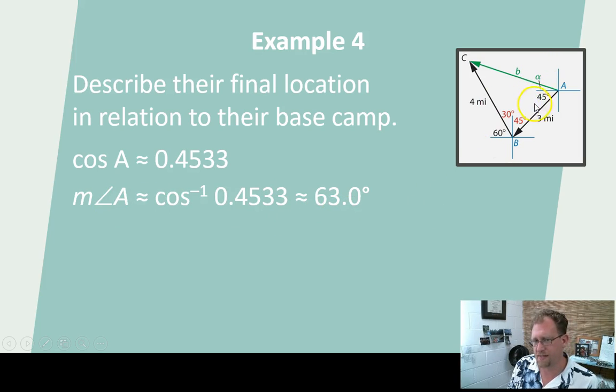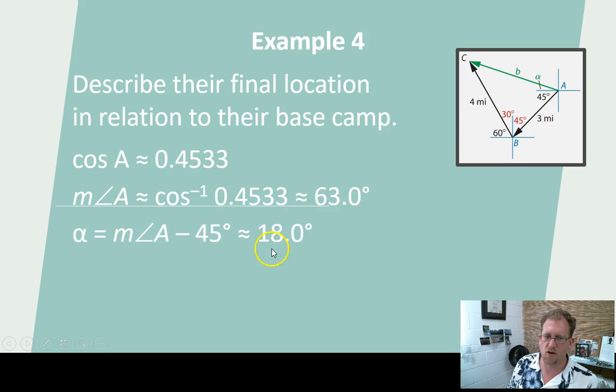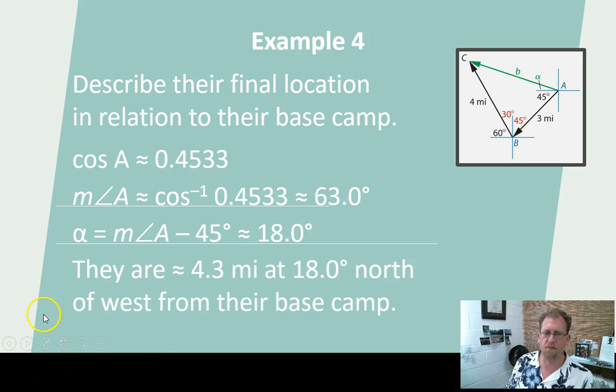This whole thing is 63 degrees. And then I can just subtract out the 45 that I know, and I figure out that angle A is 18. So they are 4.3 miles at 18 degrees north of west from their base camp. Now you could have also used the law of sines for that last step, because I had the relationship here of a distance and an angle. Here I could have used the same relationship and solved for it there too.